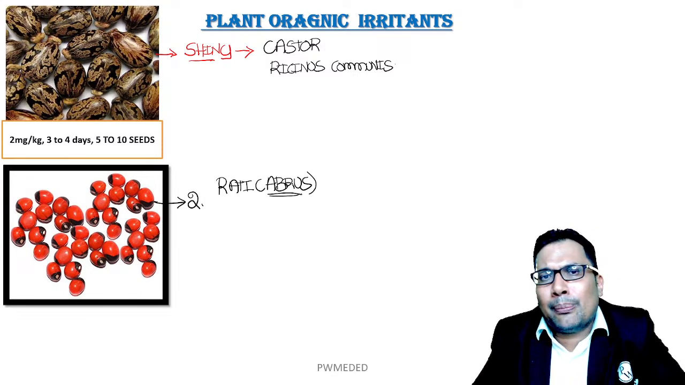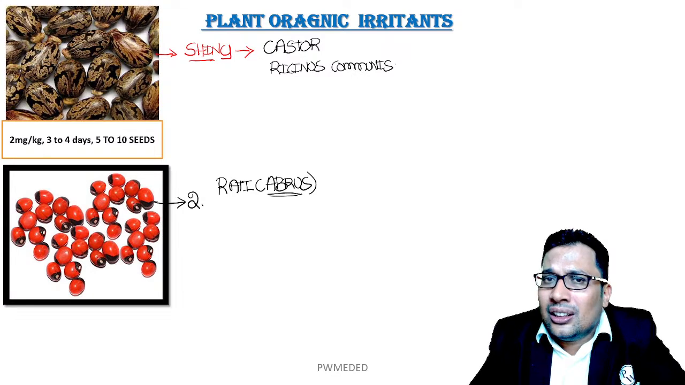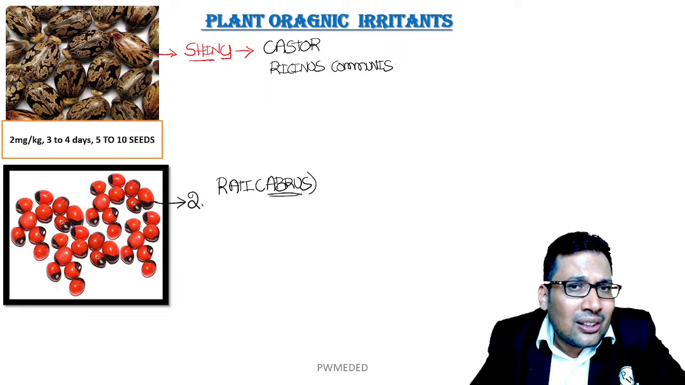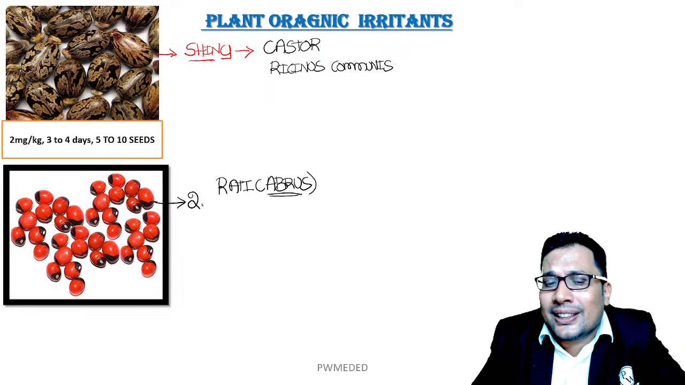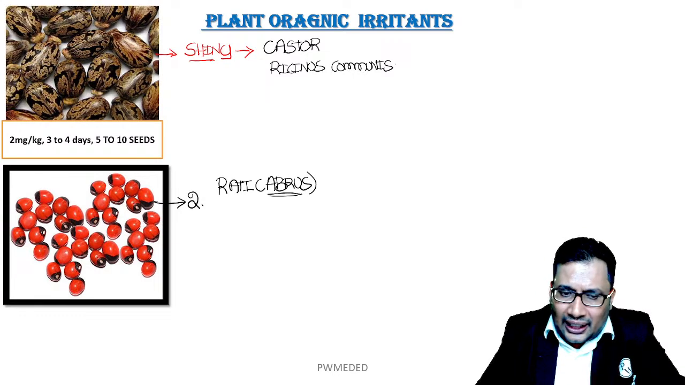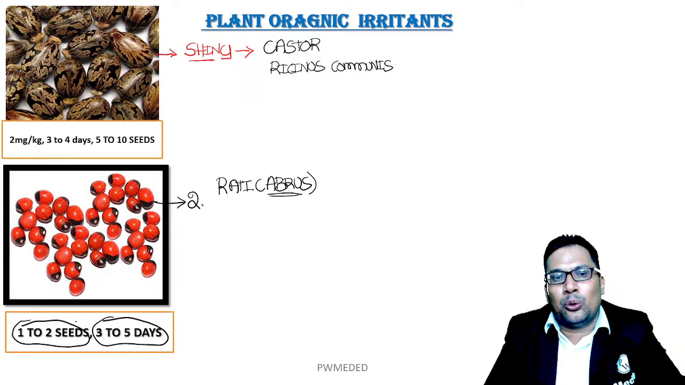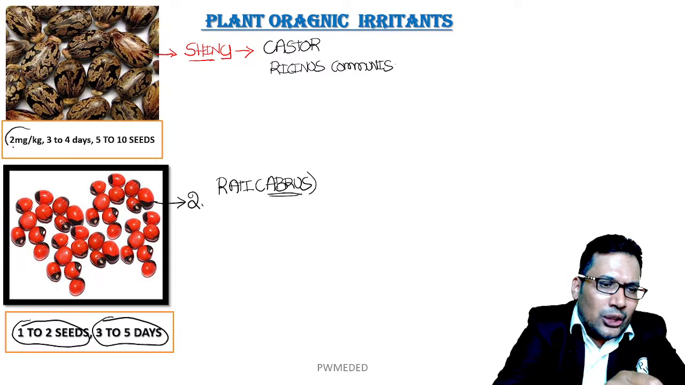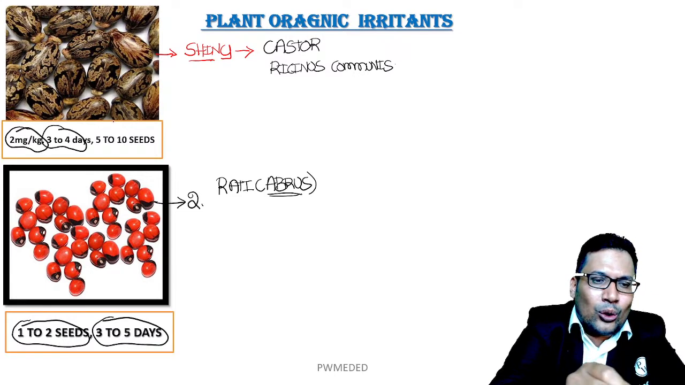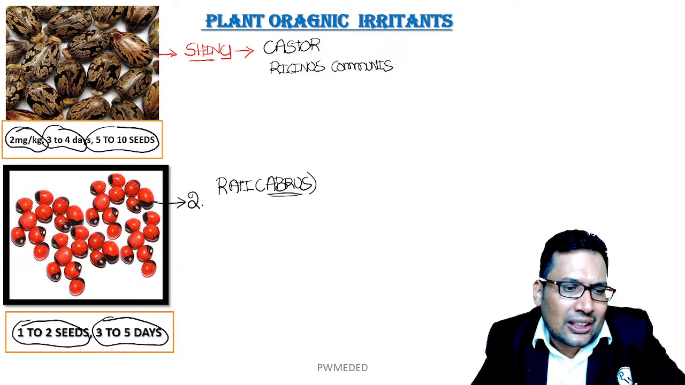Remember, Abrus is used as an animal poison. It is used to kill animals. It resembles a viper snake bite. It is known as Abrus precatorius. Very good. Many are answering. Interact with me. That is really great. The fatal dosage is 1 to 2 seeds, in 3 to 5 days. Here the fatal dosage is 2 mg per kg body weight, 3 to 4 days and 5 to 10 seeds. So castor we discussed, Rati we discussed.